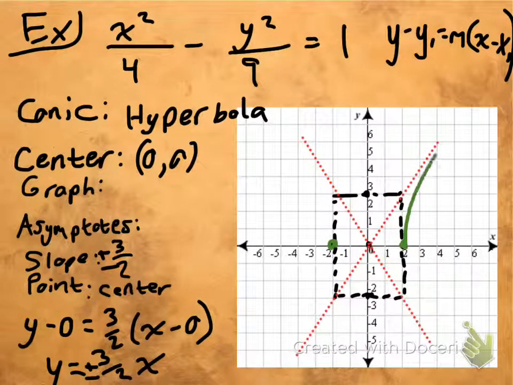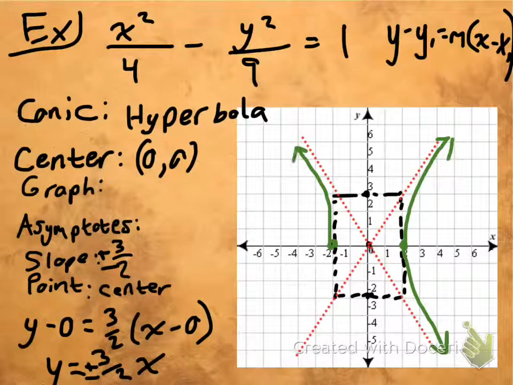And I am connecting, I'm again not touching the asymptotes, because an asymptote is just going to get really close to that. It's just going to go along very closely. Okay, it's going to get uncomfortably close to the asymptote. And now I have my hyperbola.